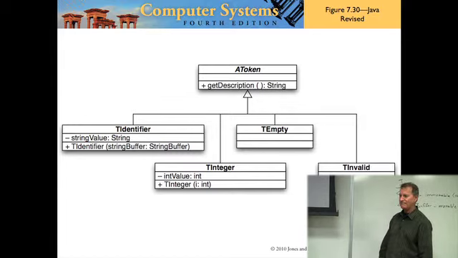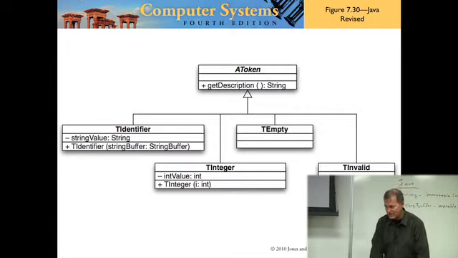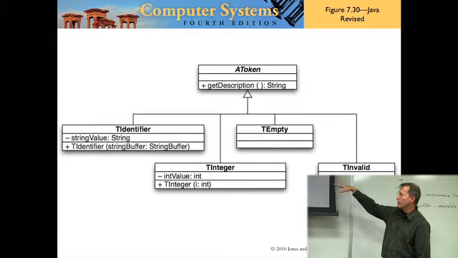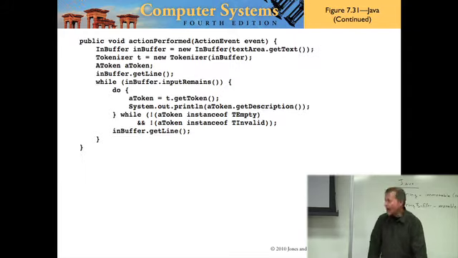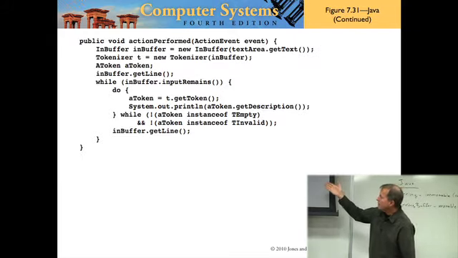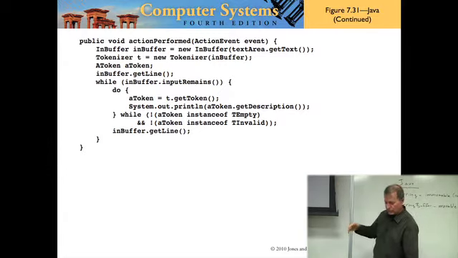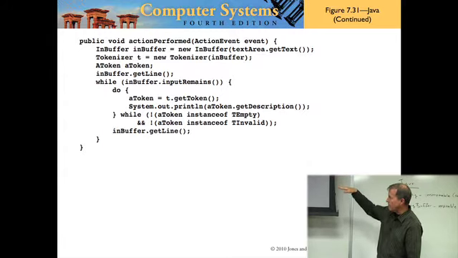Are we good? Does everybody see how that works? Okay, so I'll show you the code in a minute for that, but let's just keep this in mind. There's an abstract token, and then there's four concrete ones. And then what we'll do is we'll use polymorphic dispatch. Why are we doing this? So we can use polymorphic dispatch to process all of our tokens. Okay, so now let's go back to the action performed method and do a little code walkthrough and see how this all works.